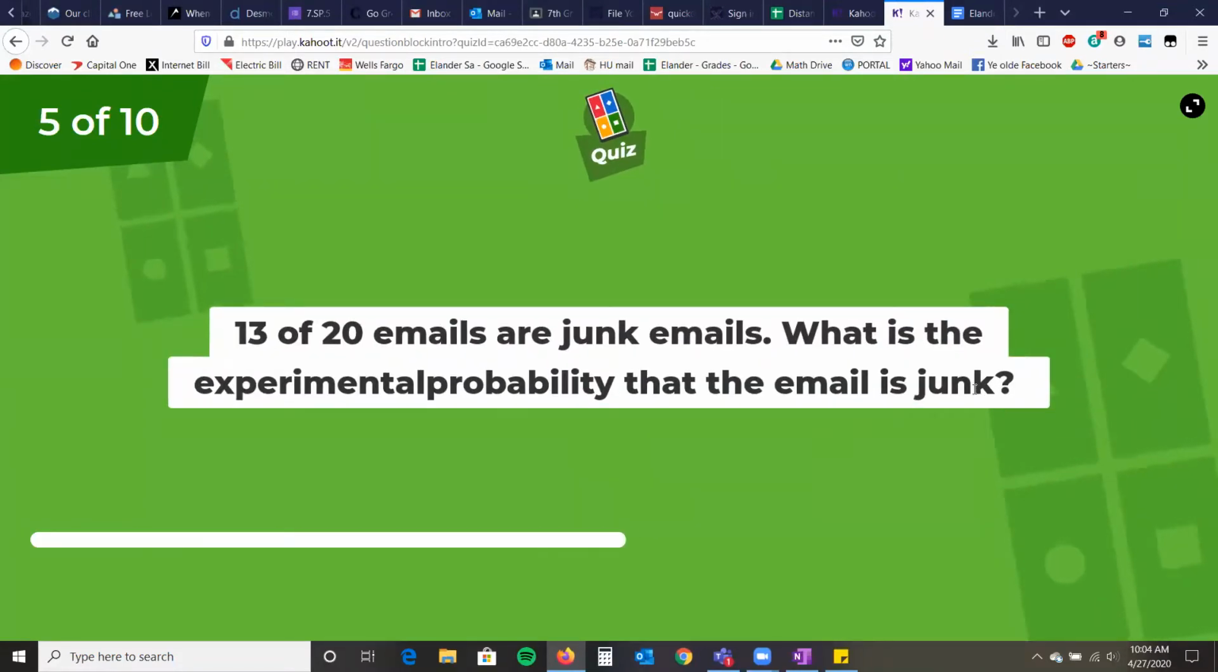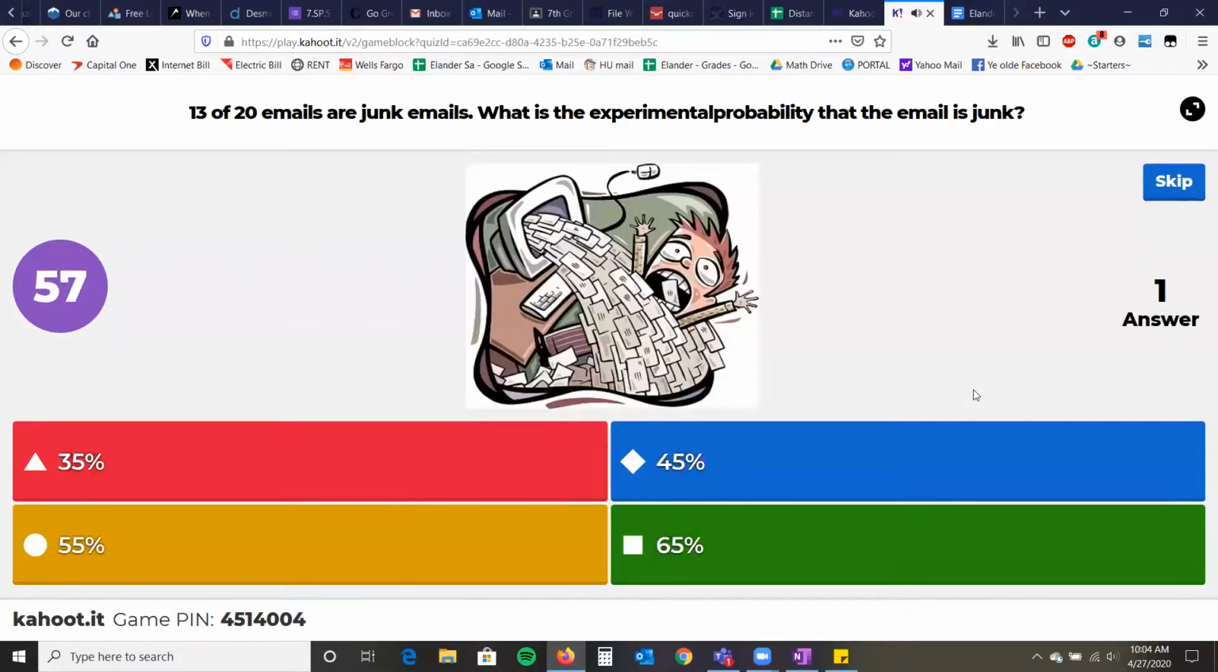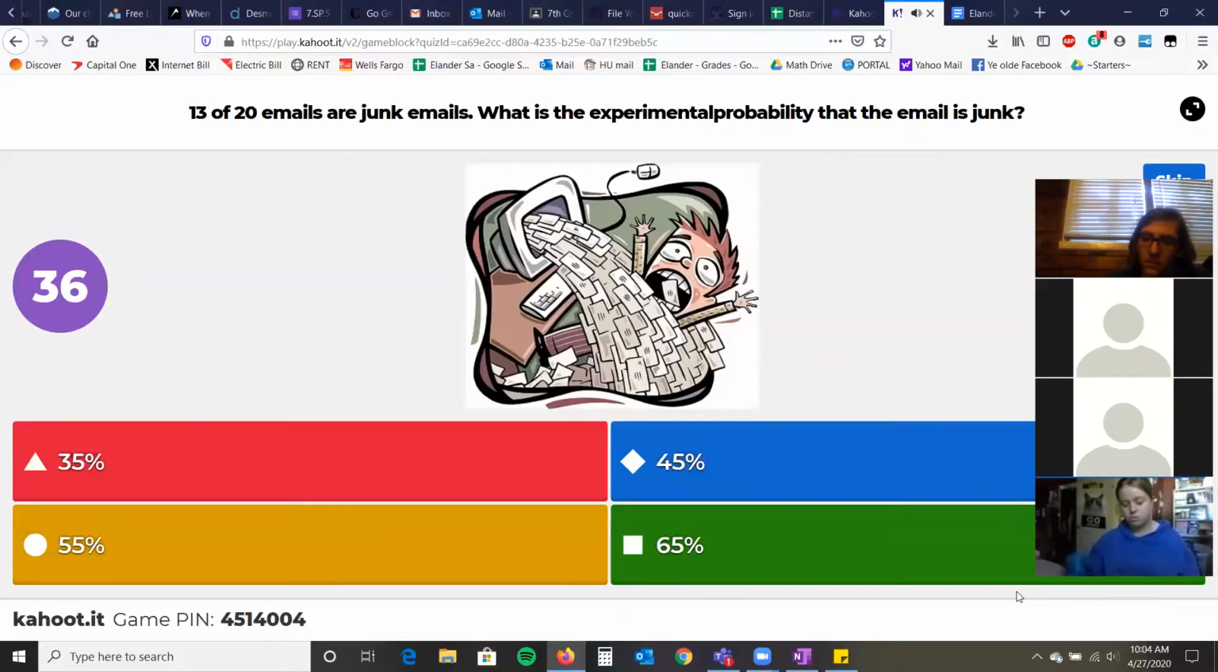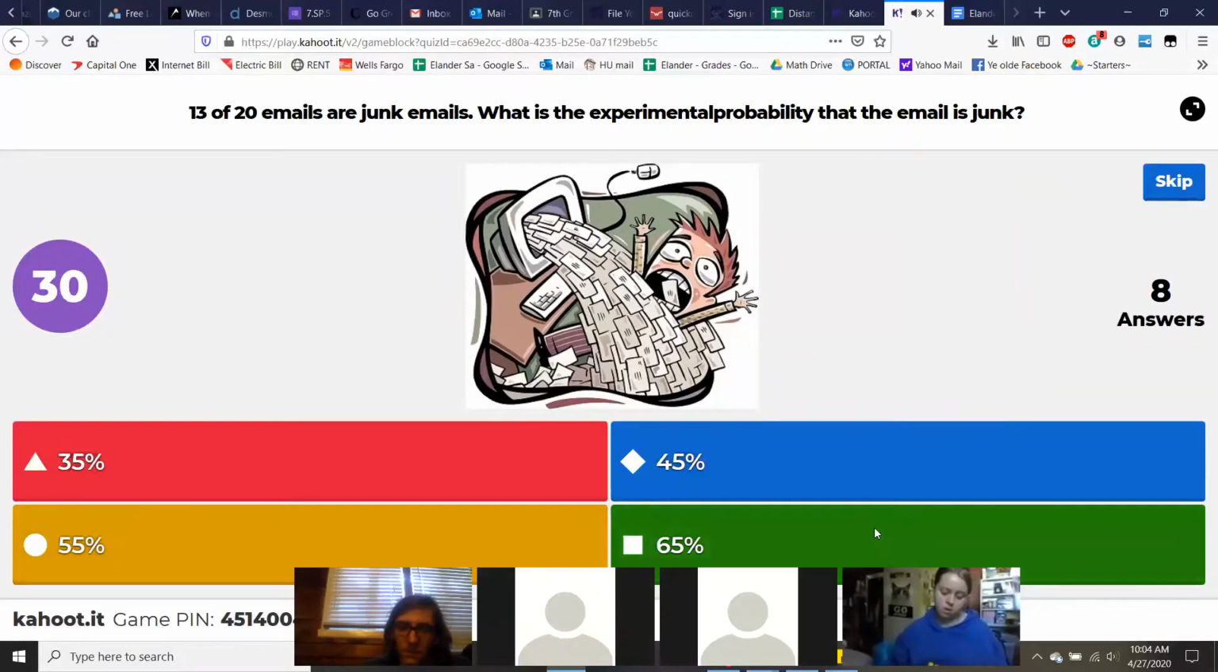13 of 20 emails are junk emails. What is the experimental probability that the email is junk? So 13 out of 20 are junk emails. So what's the experimental probability that an email could be junk? Okay, we'll say about 10 seconds. 5, 4, 3, 2, 1.